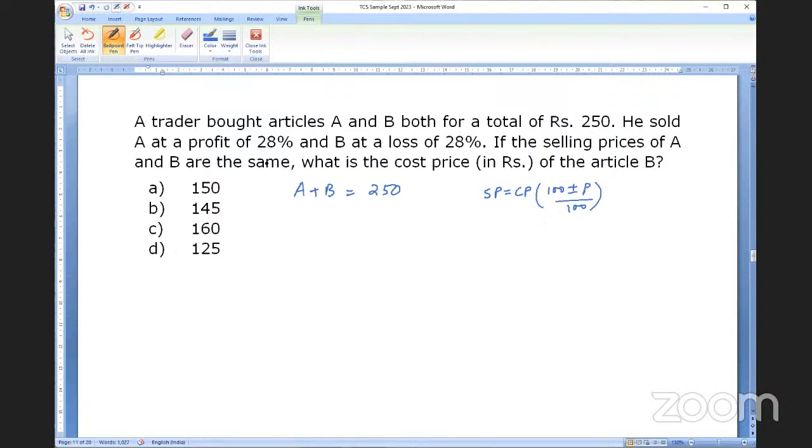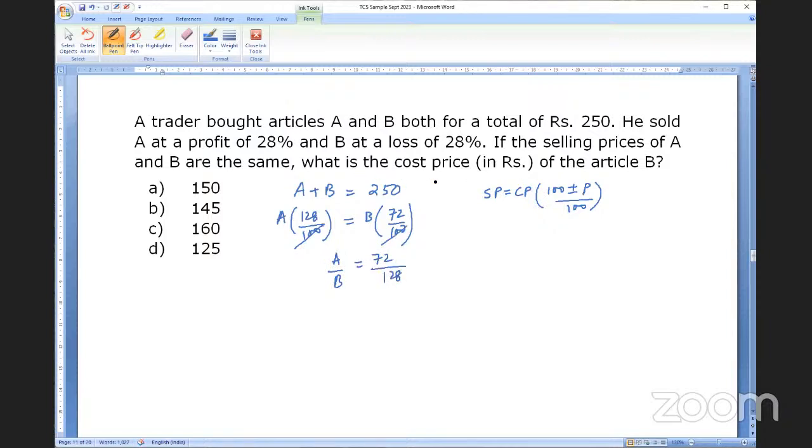So for A, it's been sold at a profit of 28%. That means selling price of A would be A into 128 by 100. And this should be equal to selling price of B, which has been sold at a loss of 28%. So that should be B into (100 minus 28) is 72 by 100. By this, we can very easily find the ratio of cost prices of A and B. A by B is 72 by 128.